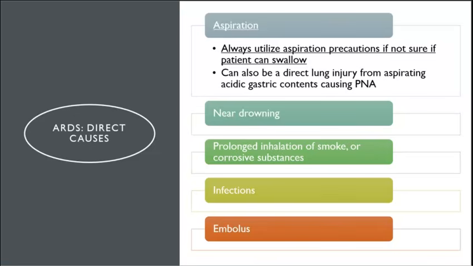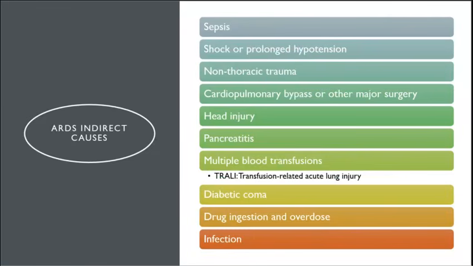Other causes: near drowning, prolonged inhalation of smoke or corrosive substances, which we'll talk about when we get to burns, infections, pneumonia being one of the top ones, or tuberculosis, and then a pulmonary embolism, or an embolism really anywhere. So, indirect causes. We know it's not directly related to the lung, but because of that injury, now we have cytokine release and now we're having breathing problems.